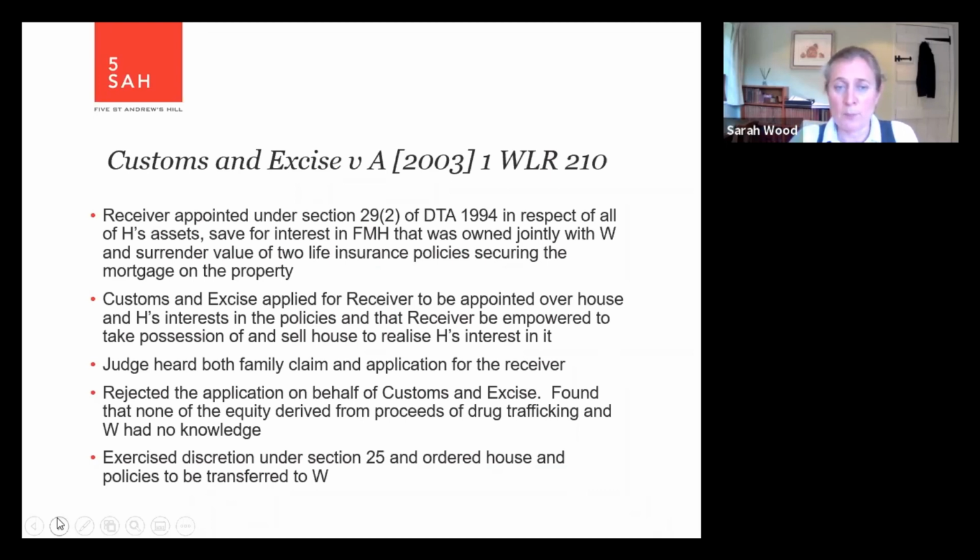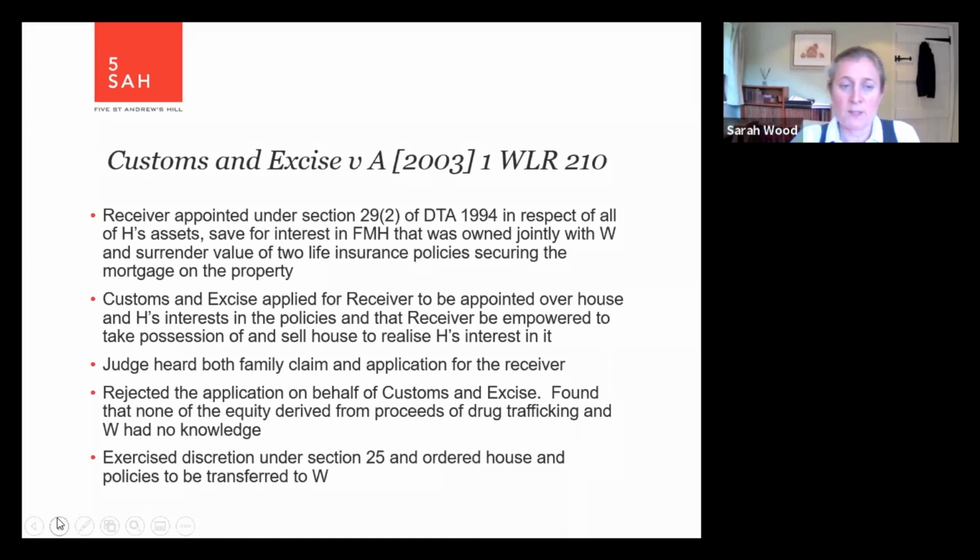A receiver had been appointed under Section 29 of that Act in relation to all of the husband's assets, save for his interest in the former matrimonial home that was jointly owned with the wife, and the surrender value of 2 life insurance policies which related to the mortgage on the property. HMRC, Customs and Excise, applied for a receiver to be appointed over the entirety of the interest in the house, and the husband's interest in the policies. And they applied that the receiver then be empowered to take possession of the house and sell it in order to realise the husband's interest in it.